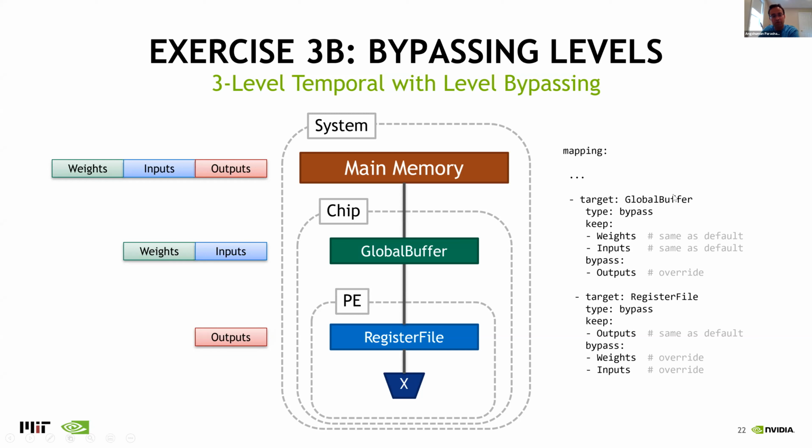But right now, because we're invoking the model manually, in the mapping specification, we are going to explicitly say whether we want to bypass something or not. And so at the global buffer, we're adding this additional mapping directive, and we're saying that we want to keep weights and inputs, but we want to bypass outputs. At the register file, we keep outputs, but we want to bypass weights and inputs.